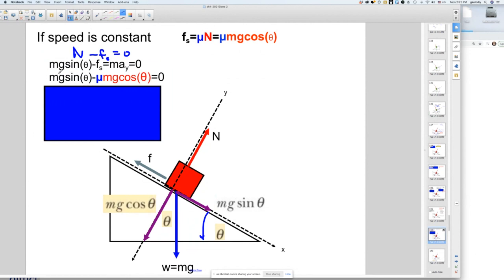Now, an interesting thing happens. I'll do it in red. If I bring this on the other side, mg here cancels mg here. So I'm going to solve this equation for mu. Mu cosine theta, that's all that's left here, is equal to the left side of the equation, which is sine theta.